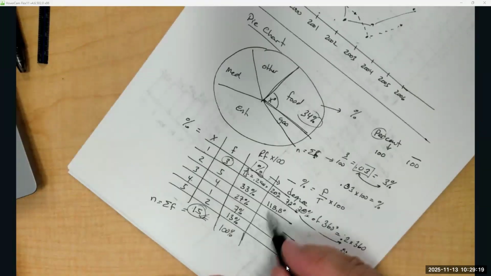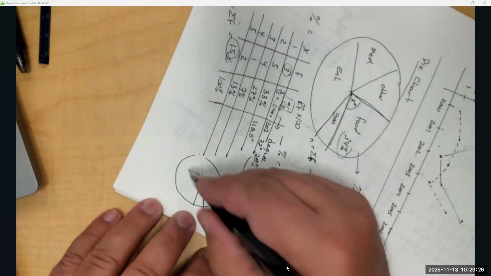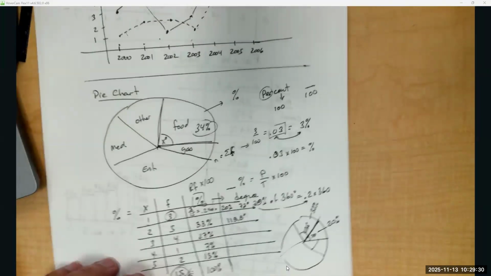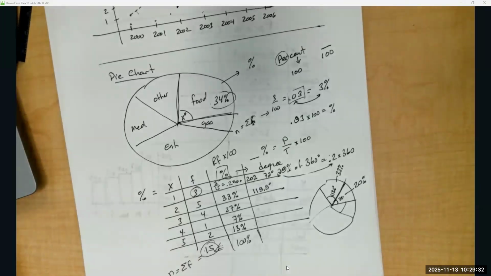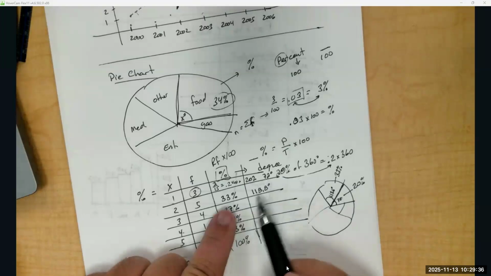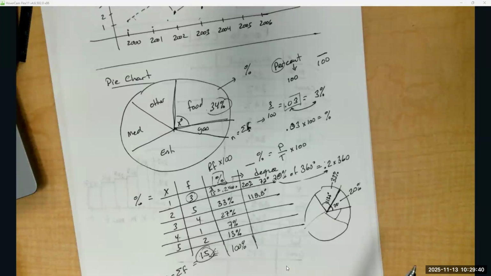And we keep on going through the rest of them. That's how you create your circle. So when you finish going through this whole circle, you should end up at the original line. So that's why you need both the percent and the degrees to create your pie chart.